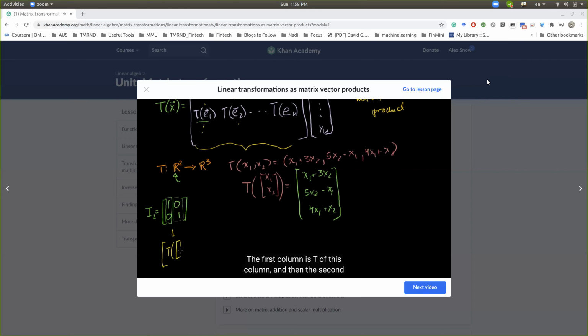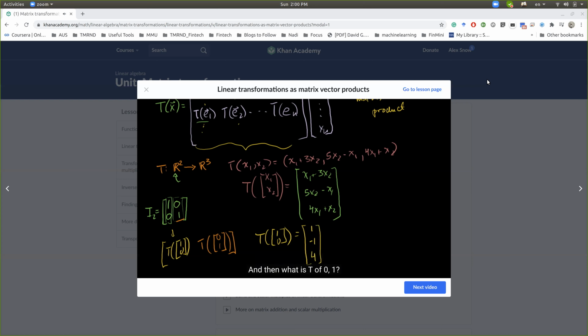The first column is T of this column, and then the second column is going to be T of 0, 1. I know I'm getting messier with my handwriting, but what is T of the vector 1, 0? Well, we just go here and construct another vector. So we get 1 plus 3 times 0 is 1. Then we get 5 times 0 minus 1, so that's minus 1, right? x2 is 0 in this case. And then we get 4 times 1 plus 0, so that's just 4. So that's T of 1, 0.